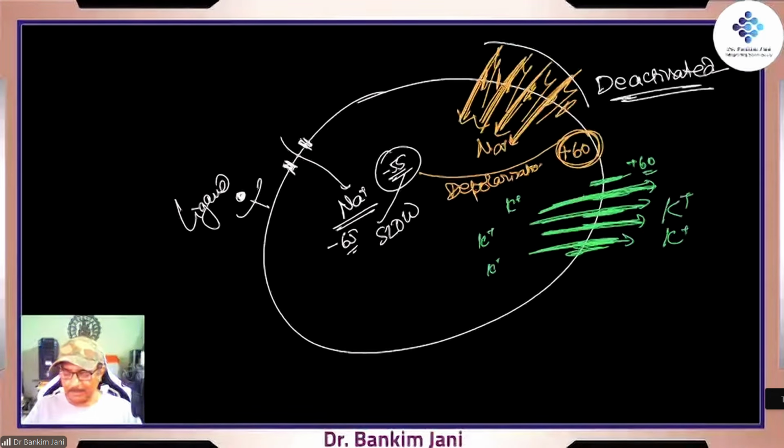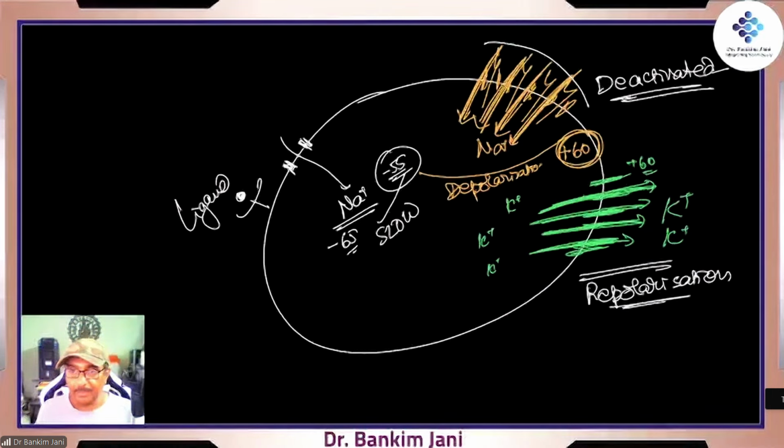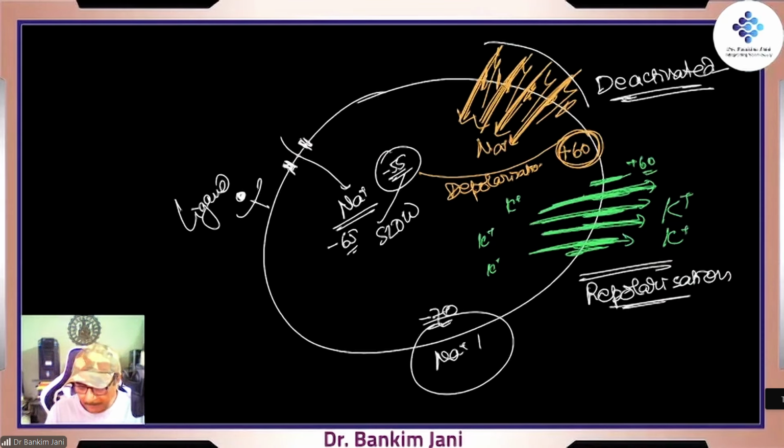Correct? And this will lead to repolarization. Very rightly, what you said is that this is the repolarization. Because they will be throwing so much potassium outside, the cell became very negative. And it is at this point, when it has dipped down even to minus 70, that the sodium potassium pump comes into play.